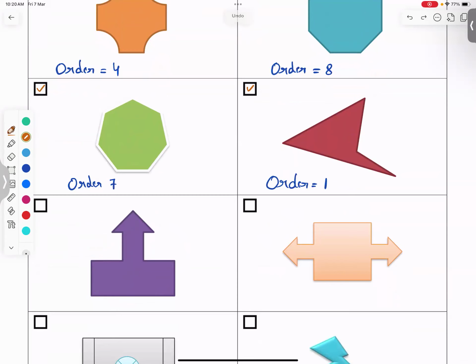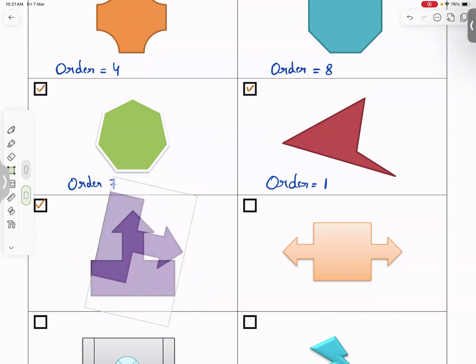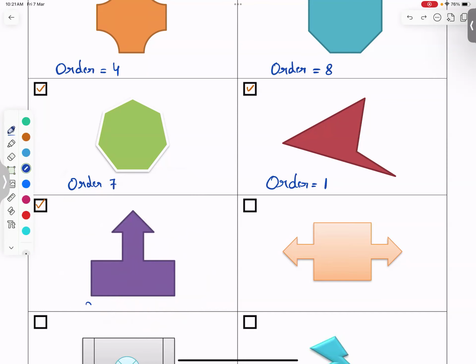And now this one. It's like a rotation symmetry. So I take it, and the order of this is one. It's just like a line of symmetry, but if I rotate this diagram 360 degrees, then I get the same diagram again. So this has rotational symmetry, and the order of rotational symmetry is one.